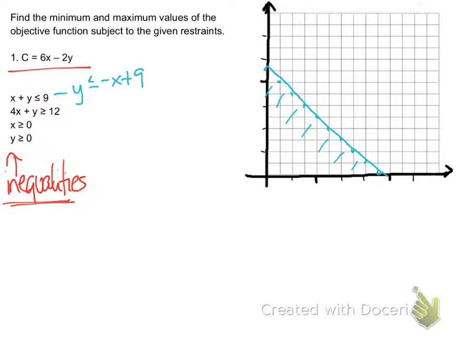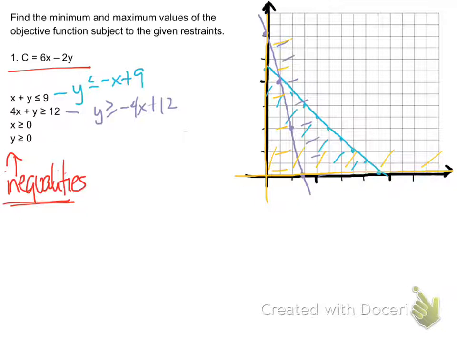Solving the next one for y, y is greater than or equal to negative 4x plus 12. So again, please pause the video and go ahead and graph these. And you'll get this graph. It's graphed to the right. And then x is greater than or equal to 0 is just going to be that vertical line, constraining it to the first quadrant. And y is greater than or equal to 0. So again, it's constraining it to the first quadrant.